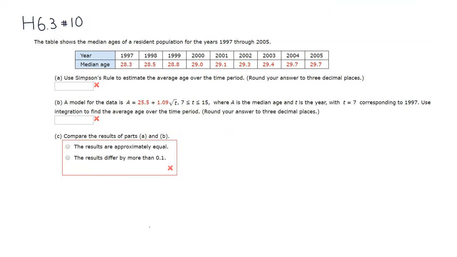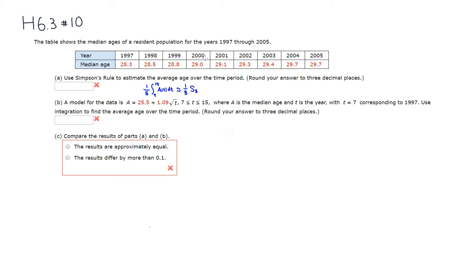Since it's the average age, we are talking about 1 over 8 times an integral from 7 to 15, with 7 being 1997 and 15 being 2005, of whatever the age function is, which we don't know, just given here as the table. We want to approximate this using Simpson's Rule. The 1 over 8 is not part of Simpson's Rule, but the integral can be estimated by Simpson's Rule, S8.